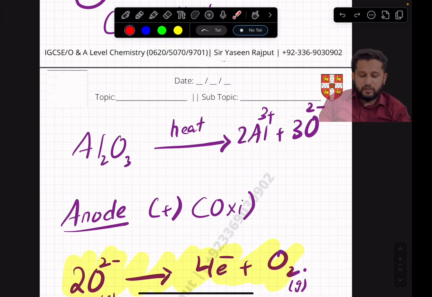You can see over here that aluminum oxide is not able to conduct electricity in the solid form, so we need to melt it. That's why we add the cryolite. If we heat the aluminum oxide, you will end up with aluminum ions and oxide ions. Now you can see that the aluminum oxide has been melted and we have lots of aluminum ions and lots of oxide ions.